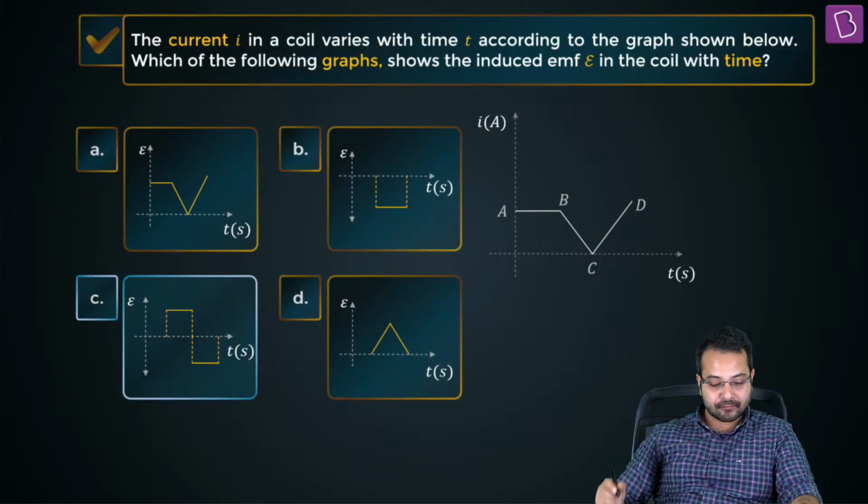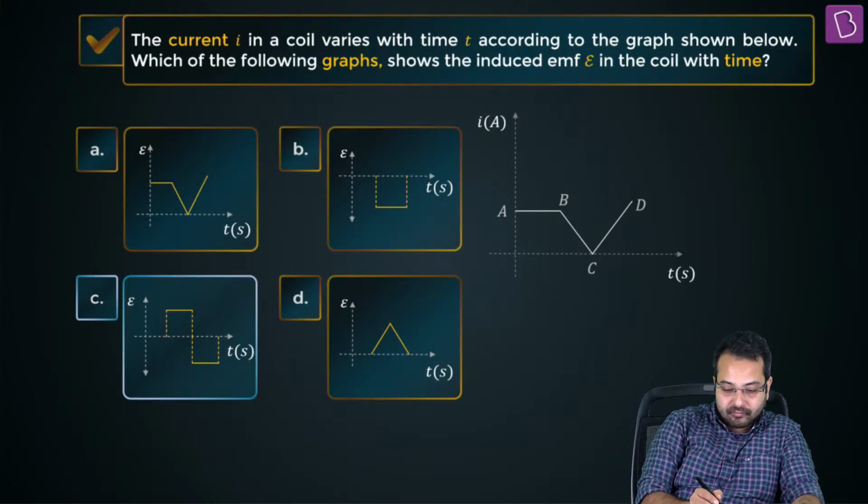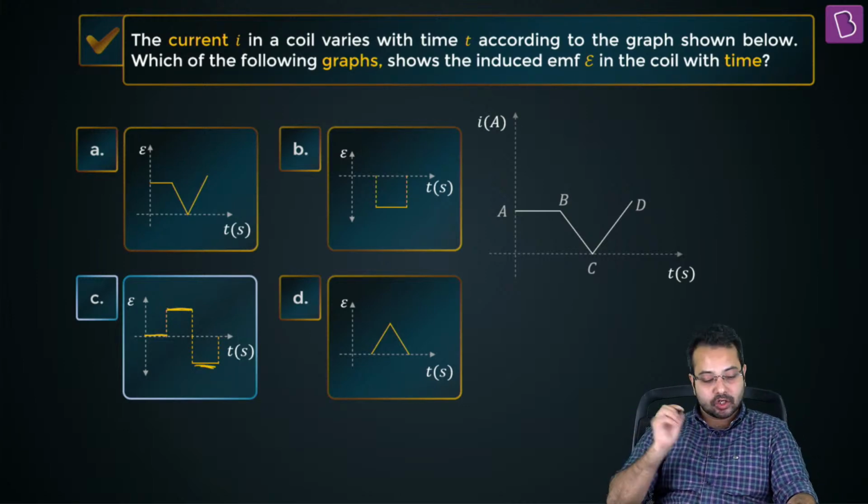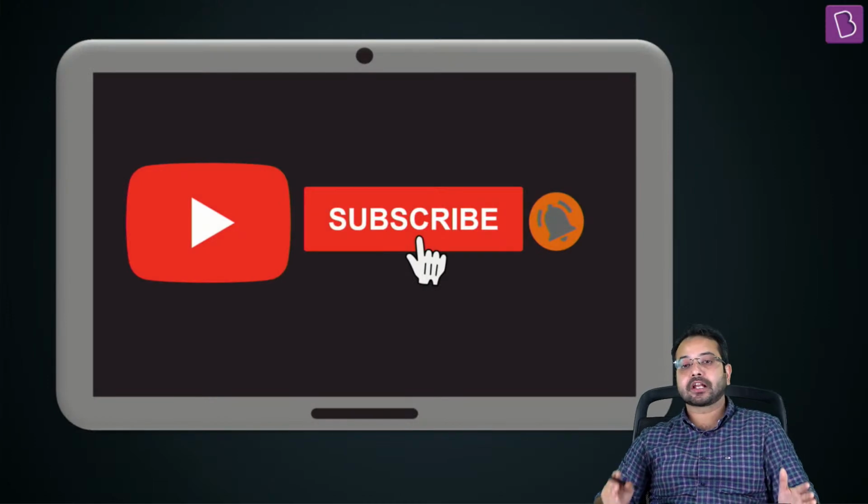So which of these graphs would be the correct graph? So we see 0, then it is positive, and then it is negative. Is that correct? So option C should be the correct option.